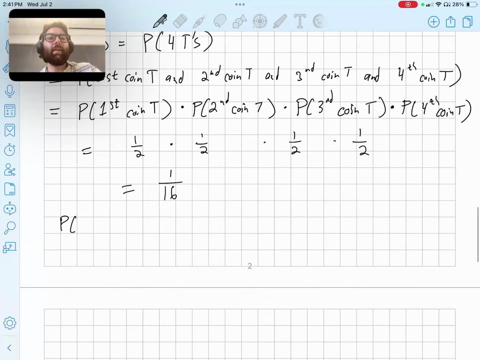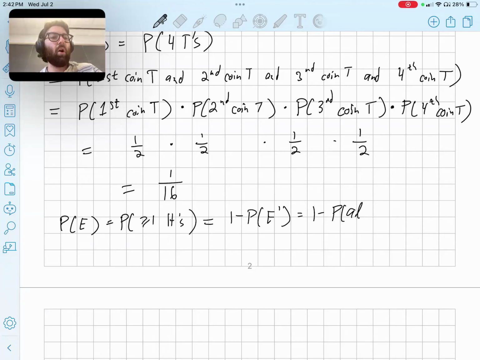And so the probability of E, which is the probability of at least, I'll say, greater than or equal to 1 heads, that's equal to 1 minus the probability of E prime, which is 1 minus the probability of all tails, which is 1 minus 1/16. Well, 1 is equal to 16 over 16. So this is 16/16 minus 1/16. And so that's going to be 15/16.